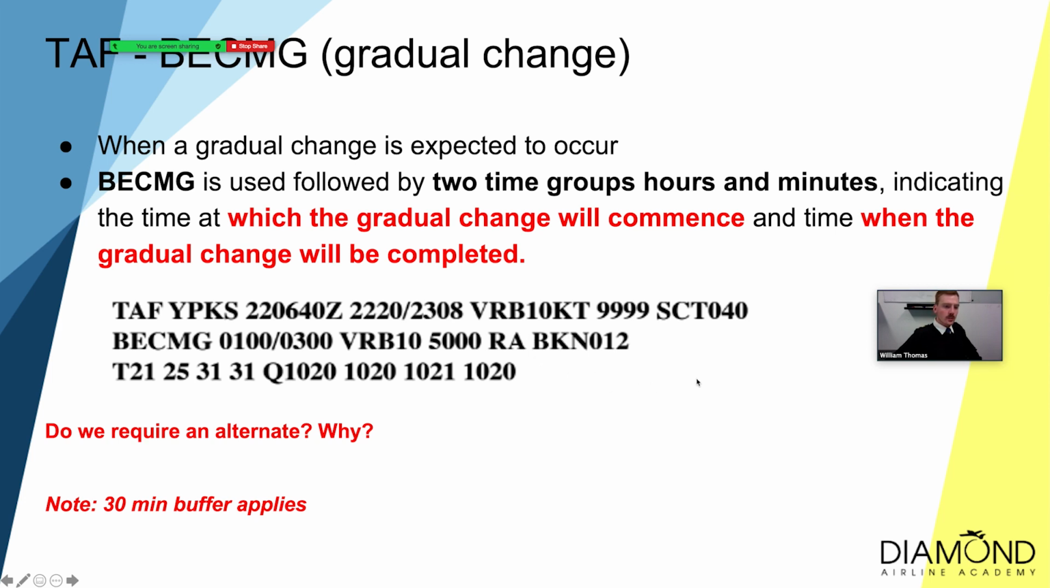Do we require an alternate? Why? Yes, we require an alternate. Forecast visibility is less than 8 kilometres. Also, more than scattered cloud below 1,500 feet. We've got broken at 1,200. And we still need to apply our 30-minute buffers. So, if our ETA lies after 0030 Zulu, then we're required to take an alternate, so half an hour before 0100.